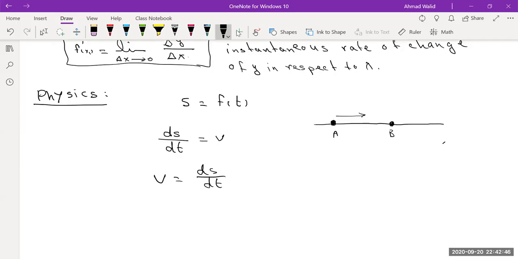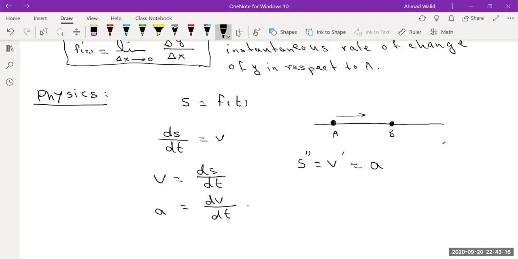If I continue and take the second derivative of the position function, correct? The second derivative of the position function, s double prime, is the first derivative of the velocity function. It gives me acceleration. Then I can write acceleration equals dv over dt.